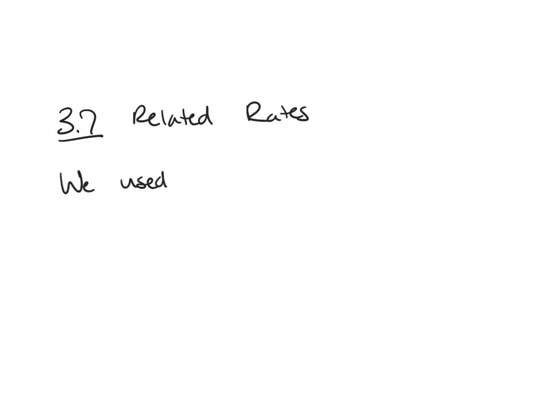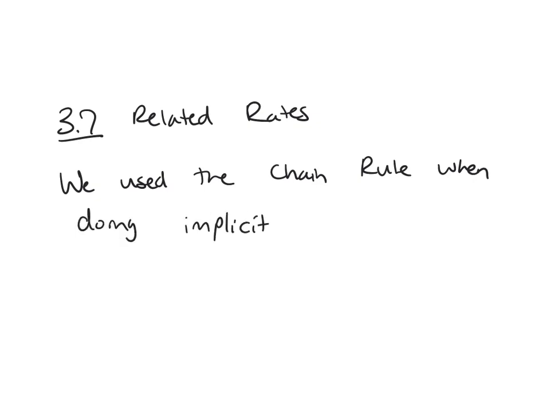So let's start our next section, 3.7, which is related rates. So I'm going to start by reminding us that we used the chain rule in the last section when doing implicit differentiation to find dy dx.